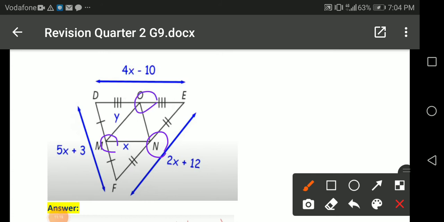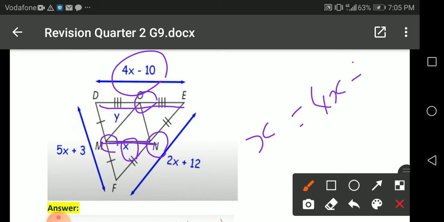Therefore, segment MN is half of segment DE. Why? Because x represents the segment MN, and it is half of the expression 4x minus 10, because this expression represents the segment DE. So x equals half of 4x minus 10. Don't forget, half.